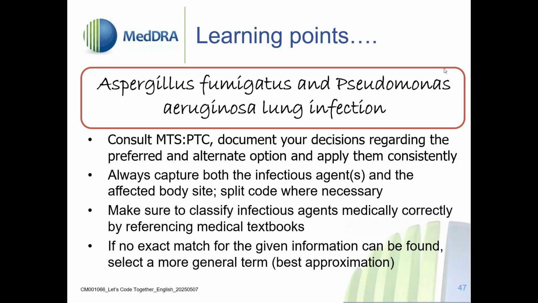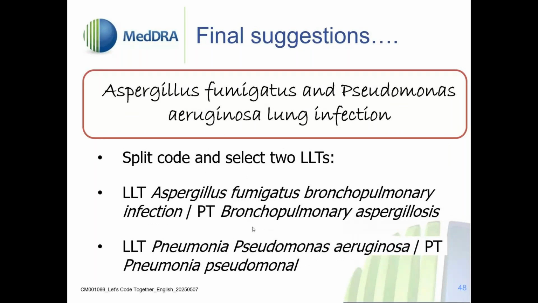If you are not an expert in microbiology, reference medical textbooks to get a clear understanding of the type of microorganism that you are looking at. And if no exact match for the reported event can be found, select a more general term, like in our example, the LLT Aspergillus fumigatus bronchopulmonary infection, making sure that the hierarchy of the respective LLT accurately reflects what has been reported. So here we have found two suitable combination terms for coding the reported condition, and we would split code to capture the affected body site and both pathogens by assigning LLT Aspergillus fumigatus bronchopulmonary infection and LLT pneumonia Pseudomonas aeruginosa.